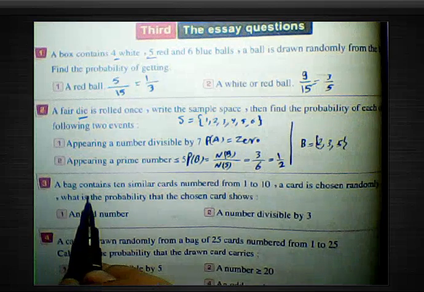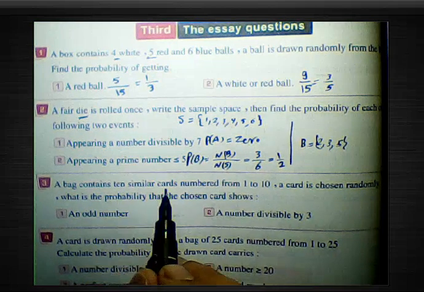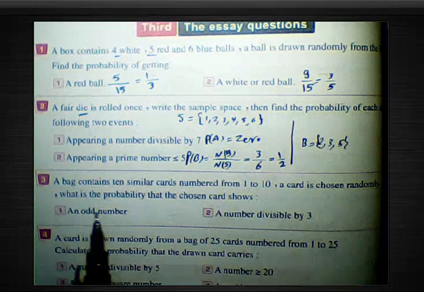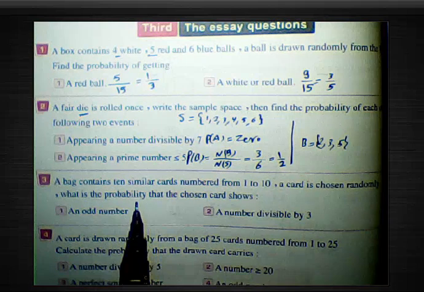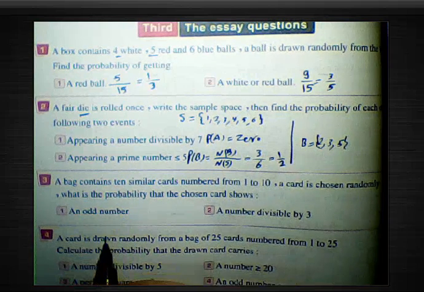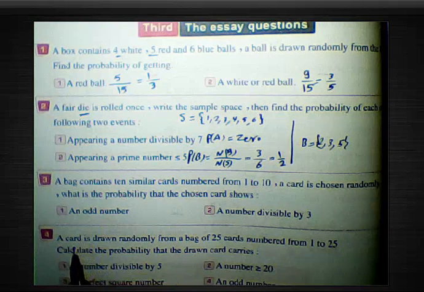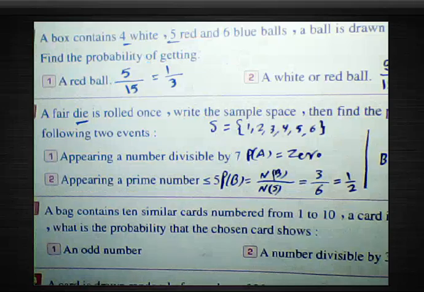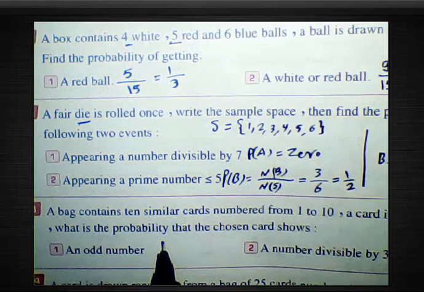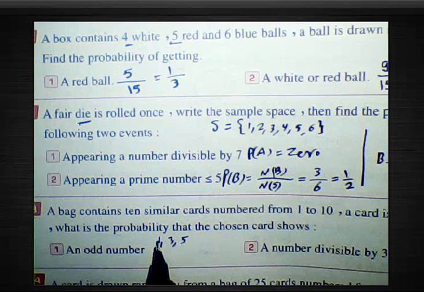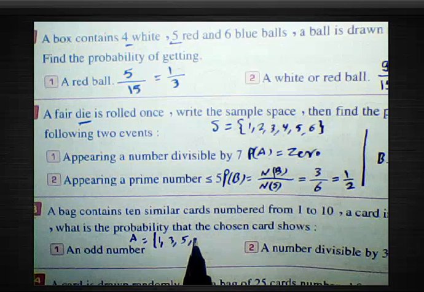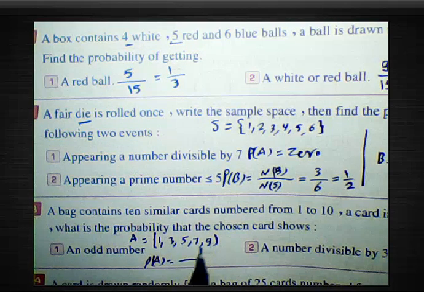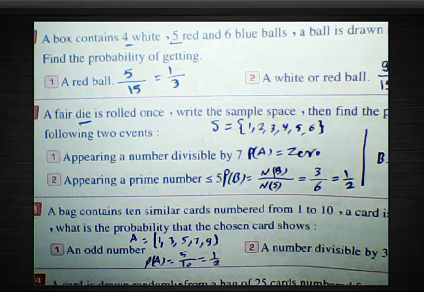Question number 3. A bag contains 10 similar cards numbered from 1 to 10. A card is chosen randomly. What is the probability that the chosen card is an odd number? You can get the odd numbers in this sample space by counting them: 1, 3, 5, 7, and 9. The probability of this event is 5 over 10, which is 1/2, half.